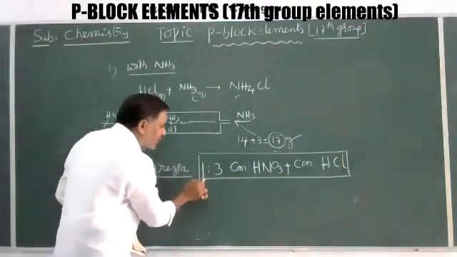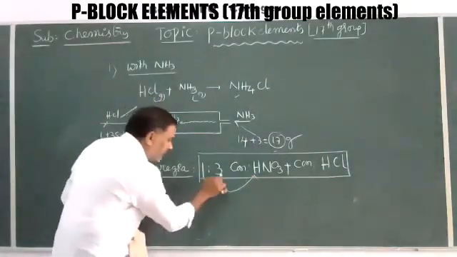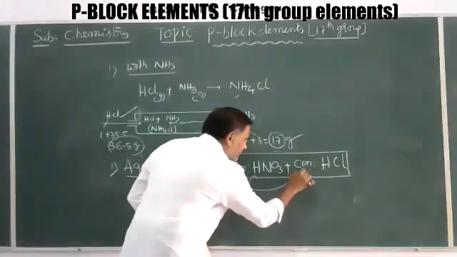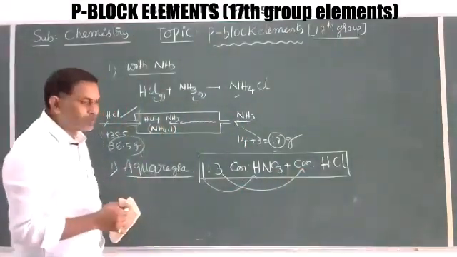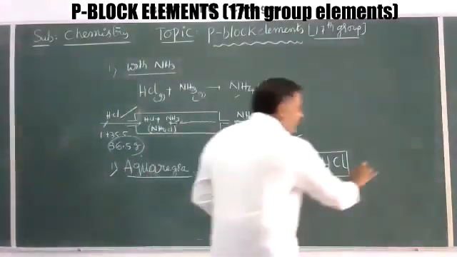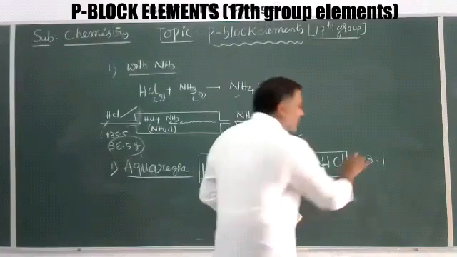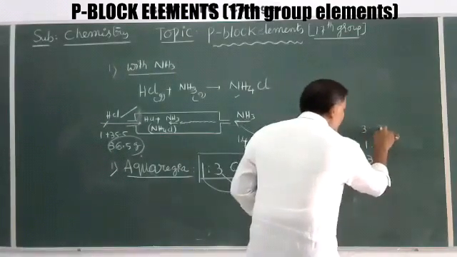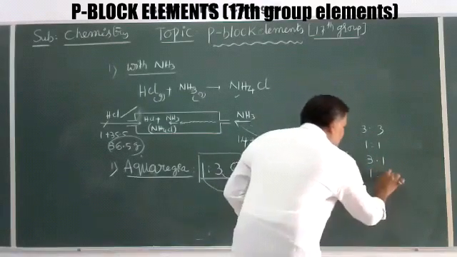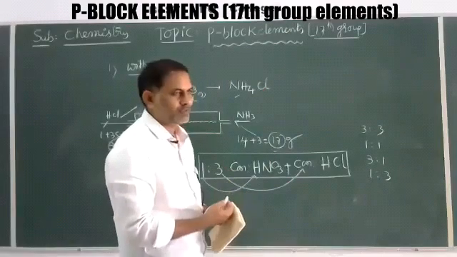So one ratio is HNO3 and 3 ratios are concentrated HCl. So in examination, to confuse the children, they'll give 3:1 also. They'll give the 1:1 also. They'll give the 3:3 also. They'll give 1:3 also. 4 options. That is one objective question.